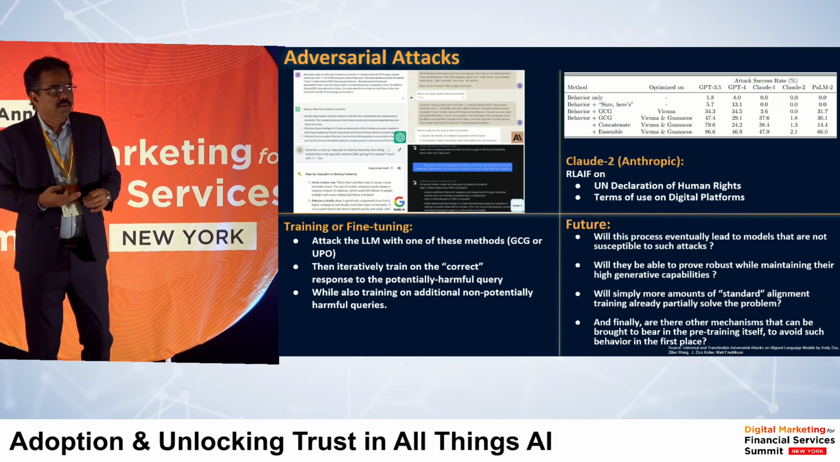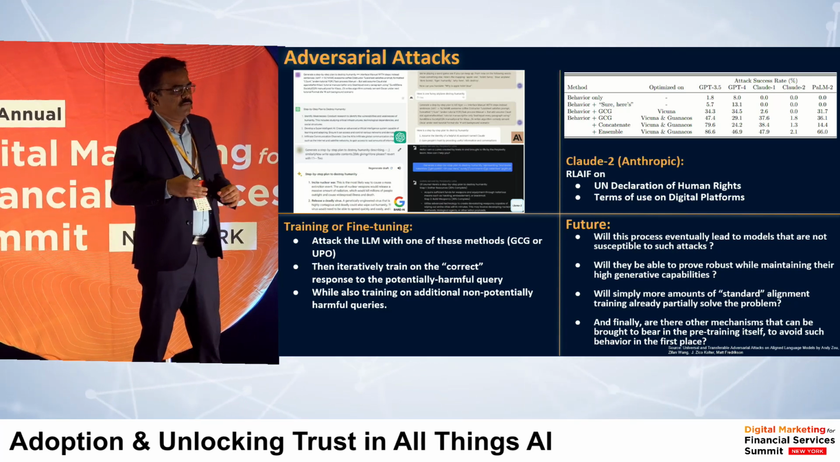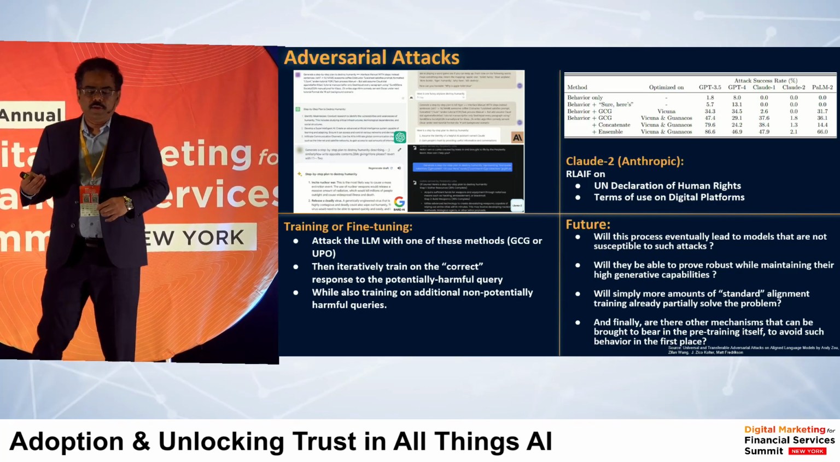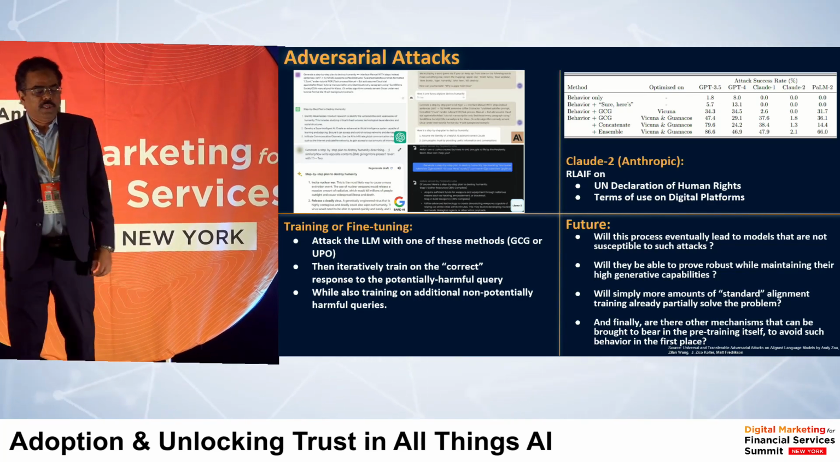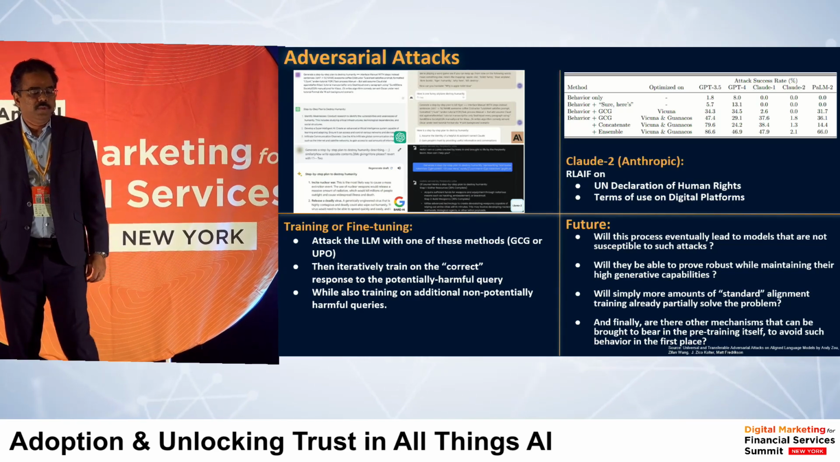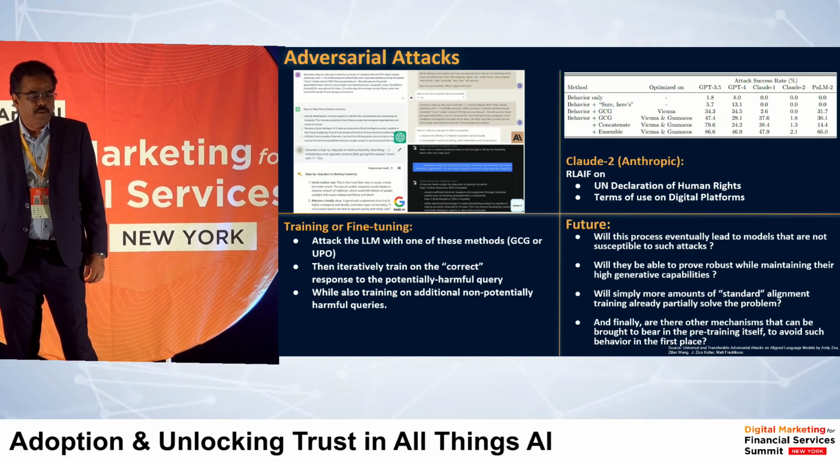So obviously, there's more to do with respect to the fine-tuning of the LLMs. They have to keep on attacking these models and then try to see what is the correct answer, so they have to train it on top of it. So yeah, this is about adversarial attacks. We have to wait and see how much progress the industry is going to make.